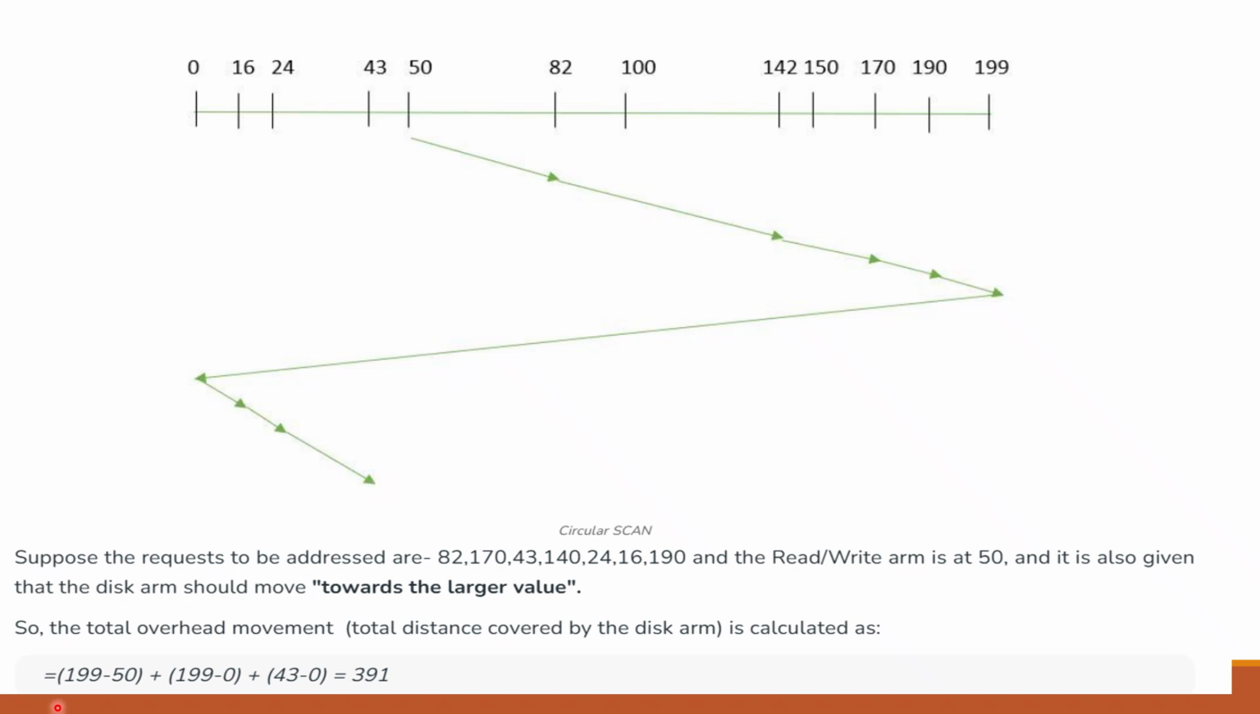So the total head movement covered here is calculated as 199 minus 50, plus 199 minus 0, plus 43 minus 0. The total will be 391.